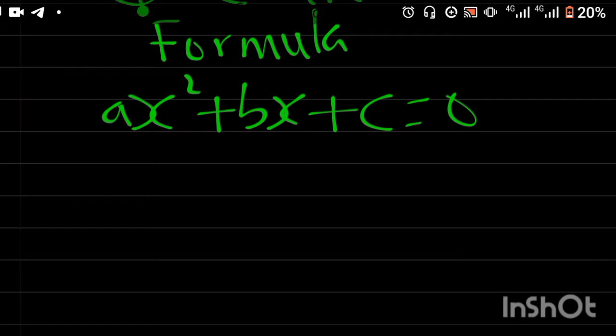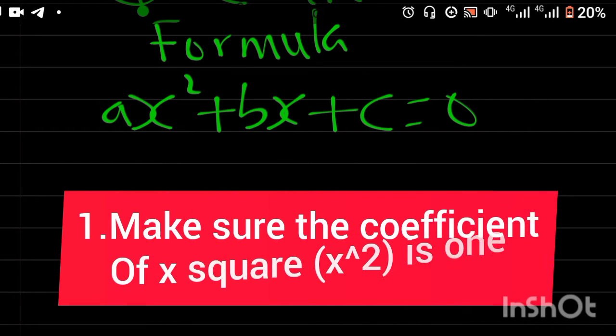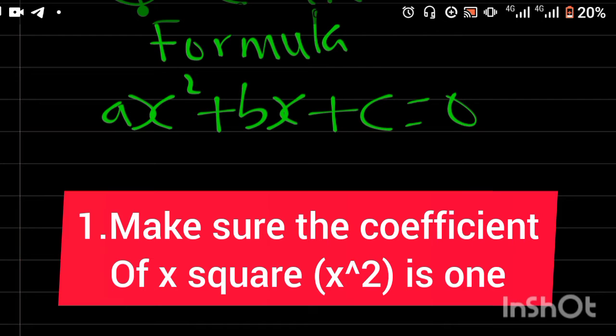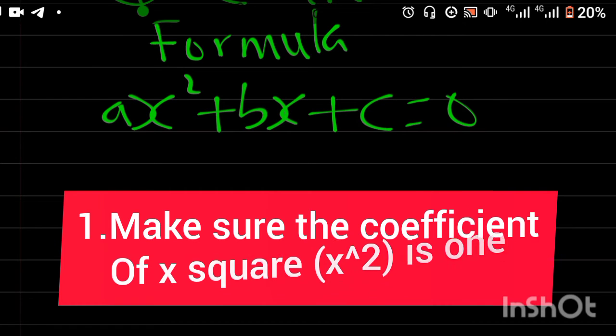The first thing we are going to do when you are solving with the completing the square method, you can list out the steps as I'm going to be saying them. Number one is to make sure that the coefficient of x squared is 1. How do I make the coefficient of x squared to be 1? I have to divide through by what? The coefficient of x squared.